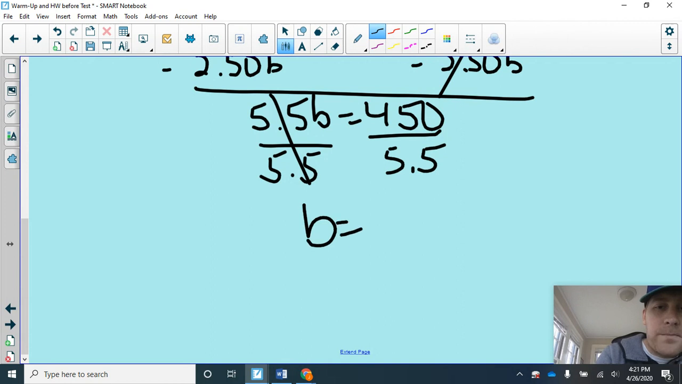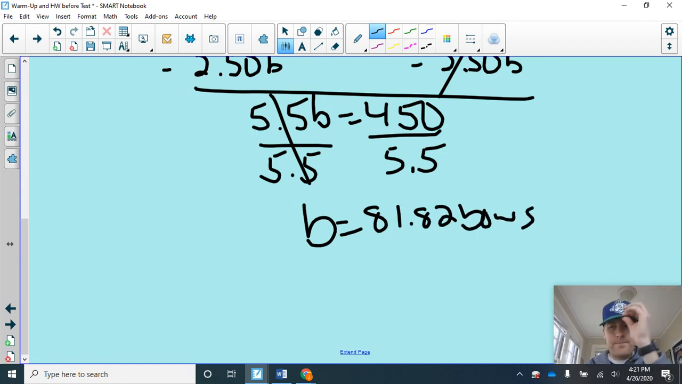So B is going to equal, we get a decimal here, 81.82. But here's the thing. Can Minnie Mouse sell 0.82 of a bow? No, that customer will not be happy that it didn't get a full bow. So we have to think about how we want to round this. If Minnie Mouse were only to sell 81 bows, she would not have actually broken even yet. She's very close, but she's not actually there. So to actually break even, she has to sell that 82nd bow.